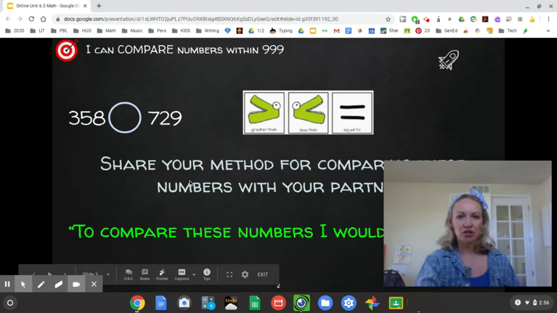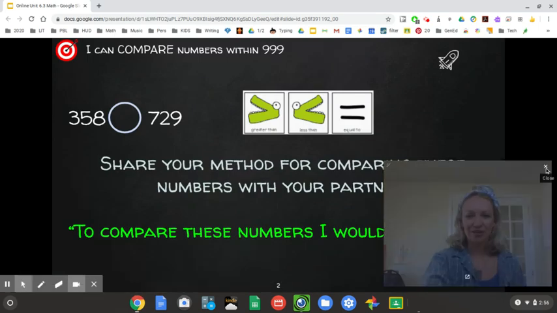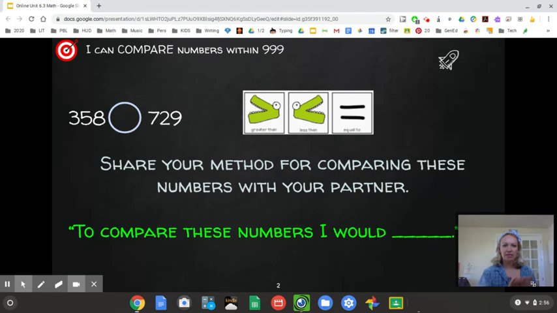So to begin, I want you to compare these two numbers. You have the number 358 and 729. What are you going to do to compare those numbers? On my board, or on my sheet below, just like we always do, make sure you have something to write on, whether it's chalk, pencil, paper, crayons, whatever you need.